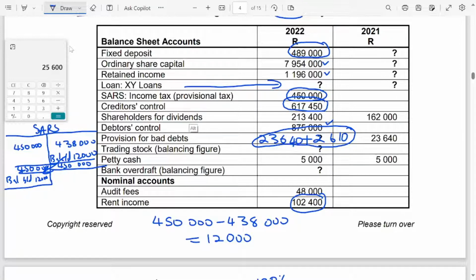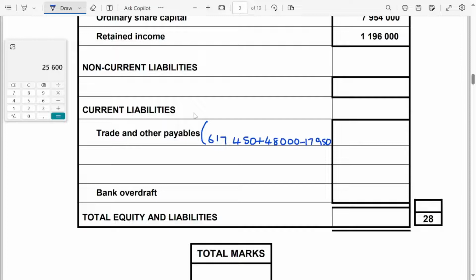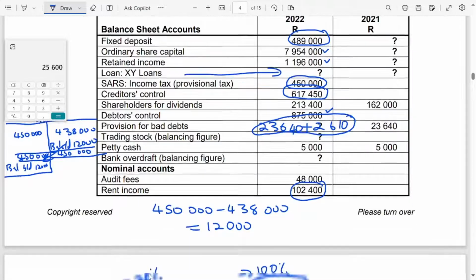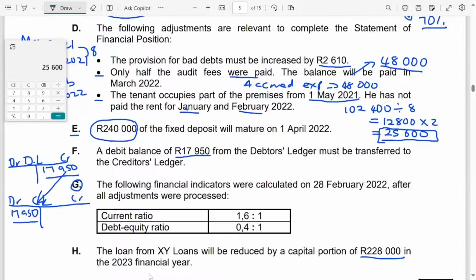Let's go to the answer sheet and see what they showed us. So here in the loan there's nothing. Okay, so let's go back to the last point again. They said the loan from XY loans will be reduced by a capital portion of 228,000 in the 2023 financial year. Okay, I'm going to come back to this one.